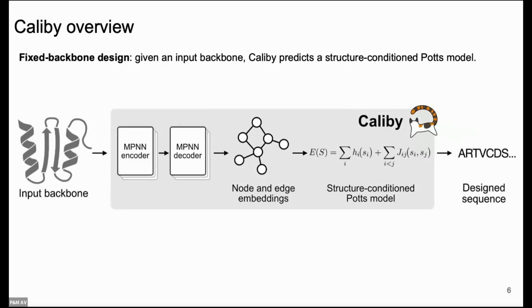We trained Caliby to take in an input fixed backbone and predict a structure-conditioned Potts model. To do this, we use an architecture very similar to the ProteinMPNN architecture, but instead of the last autoregressive decoding step to generate a sequence, we take the final layer node and edge embeddings to predict site-wise and pair-wise interaction terms of a Potts model. This follows very closely the Chroma sequence design module. With this structure-conditioned Potts model, you can sample sequences. You can imagine you randomly initialize a sequence, then you perturb and resample amino acids until you find a low energy or high probability sequence.